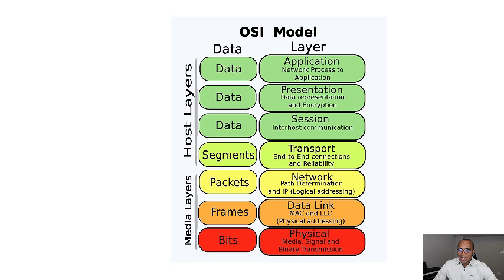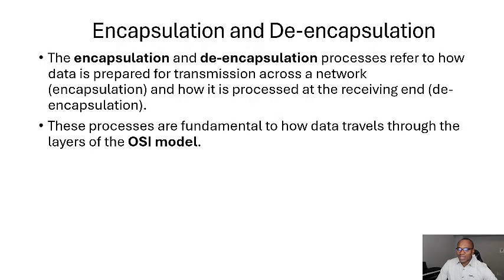So now in the first layer, you have your data as bits. In the second layer, you have your data as frames. In the 3rd layer, you have your data as packets. In the 4th layer, it will have been converted to segments. In the 5th, 6th, and 7th layers, which are the upper layers of the OSI model, you have your data as data. All right, so let's look at encapsulation and de-encapsulation.